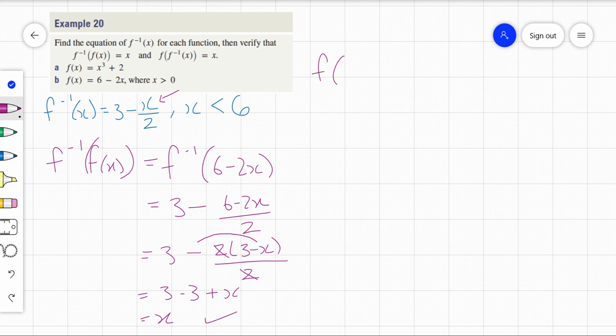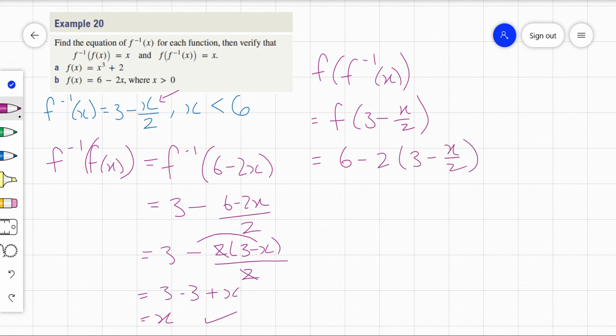What about f of inverse f? There we go, f of x. I'll just do it down here. So I'm going to put the inverse function in here, which is 3 minus x on 2, into the original function. So wherever I see an x, here we go, 2, then I see an x, I'm going to put in 3 minus x on 2. So what do I get? 6 minus 6 plus x on 2 times 2 is just x. So again, that equals x. Oh, good.